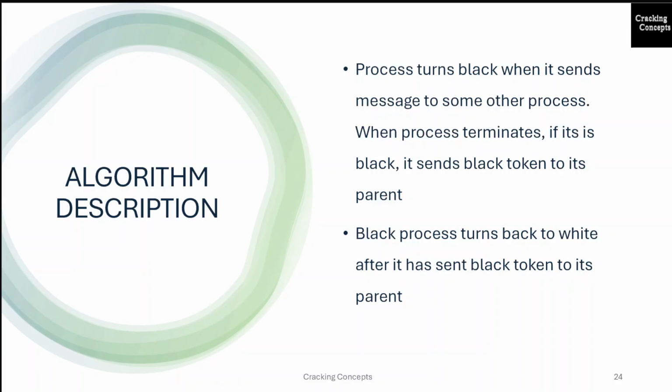A process turns black when it sends a message to some other process. This coloring scheme helps a process remember that it has sent a message. When a process terminates, if it is in black color, it sends a black token to its parent. A black process turns back to white after it has sent a black token to its parent.